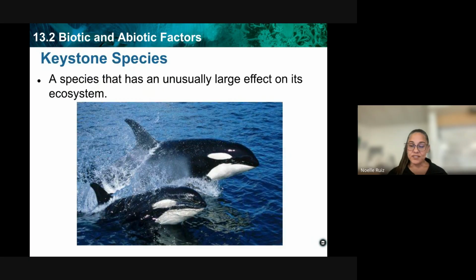And a keystone species is a species that has an unusually large effect on its ecosystem.